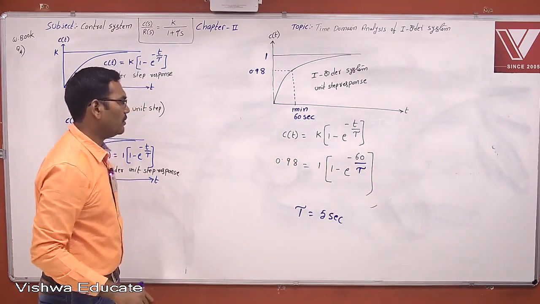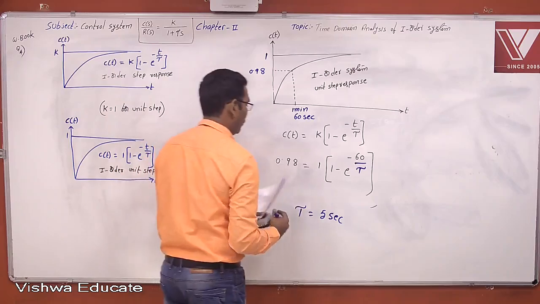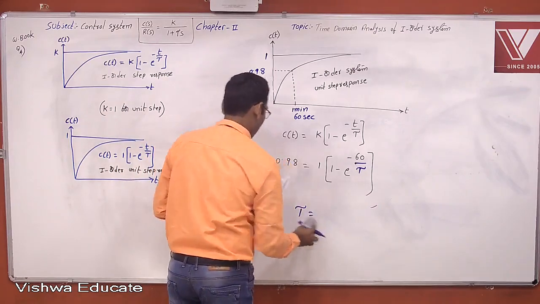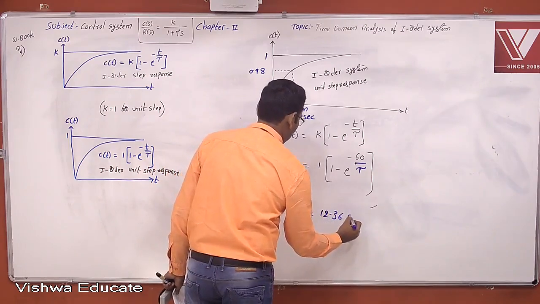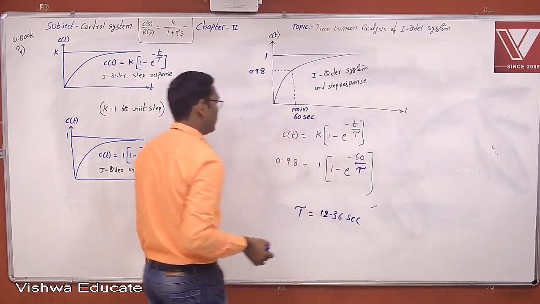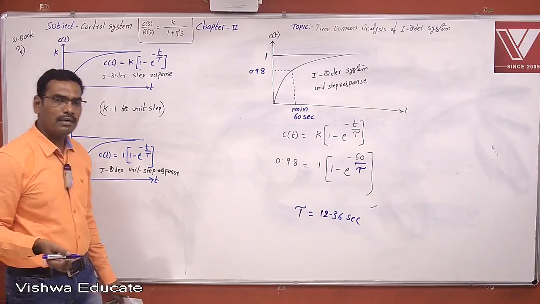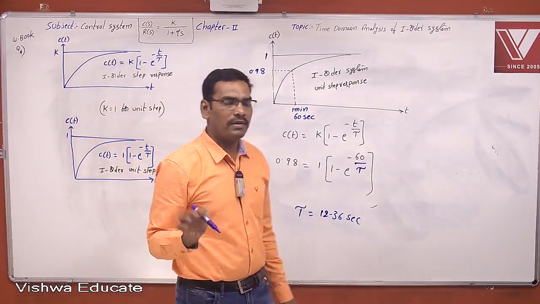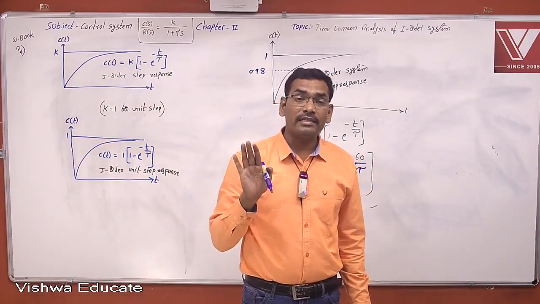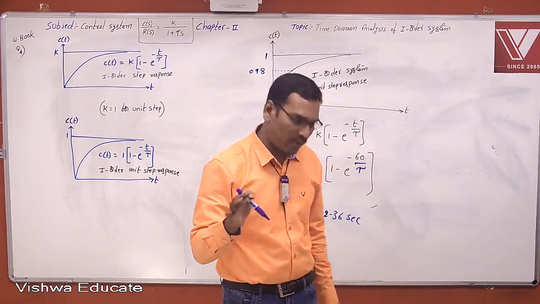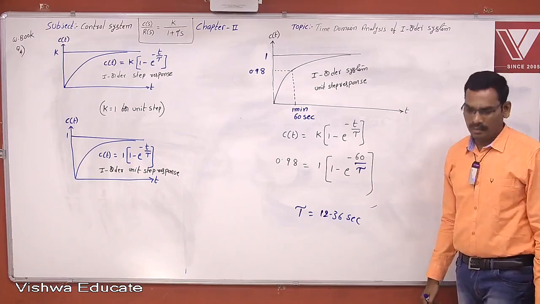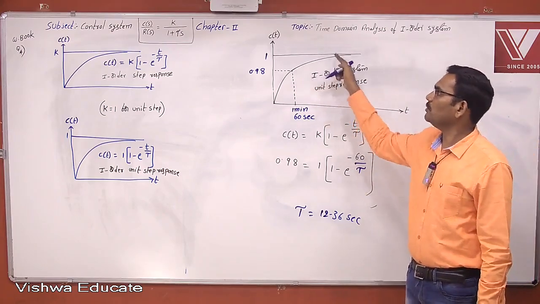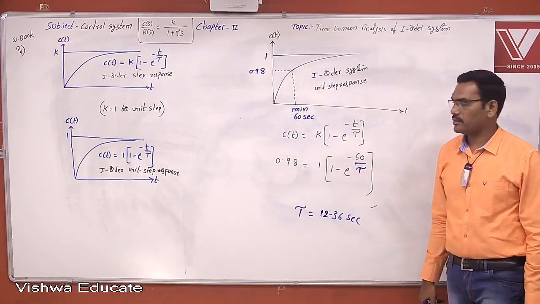This is also the same question. What is the system time constant? This is 12.36 seconds. You just check this one also. This is the system time constant. The question itself is mentioning first order system, no doubt, but you have to identify whether it is a unit step response or a step response. Now the steady state level is 1, so this is a unit step response. Previously the steady state value was 2, therefore that was a step response.